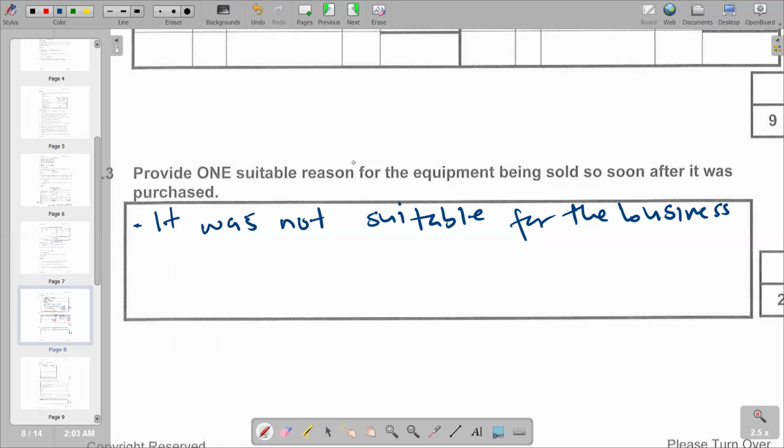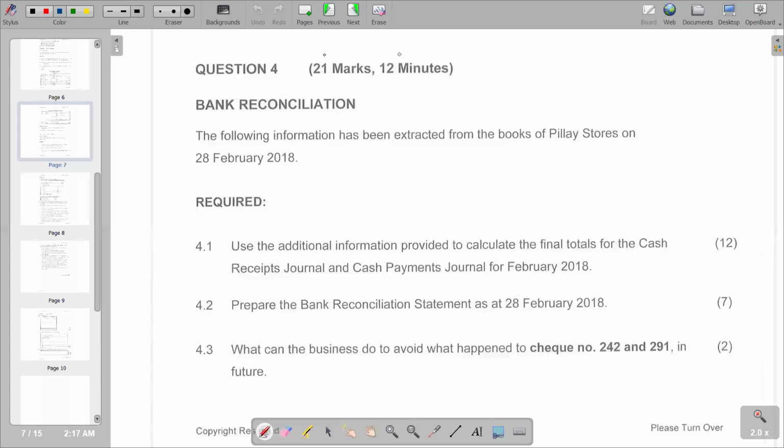So this is the last part that we have on question 3, and we still have our question 4, which is going to be the last question on this question paper. Moving on to our question 4, it is 21 marks. It requires you to spend 12 minutes on average. So our question is on bank reconciliation.